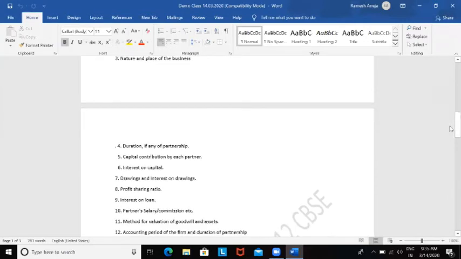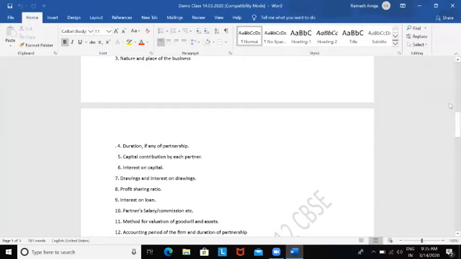if any, of the partnership. What does that mean is, duration means some partnerships are formed for some duration. For example, we two are coming together and we have got a contract from the government to build a flyover. For building that flyover, we need 2 years. So for that 2 years, we have come together to form a partnership. After that 2 years, this partnership firm will be dissolved. Getting my point? So if any duration of the partnership firm is there, it should be mentioned in the deed.